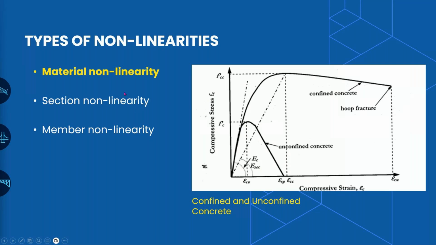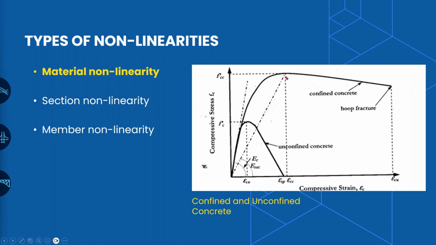When it comes to the material nonlinearity, in this particular graph we can see that it is a very common Manders model graph. The top curve is the stress-strain curve for the confined concrete, and the bottom curve is the stress-strain curve for the unconfined concrete. From this figure, we can readily see that if the concrete is unconfined, then the strength it has is very much less as compared to the confined one.